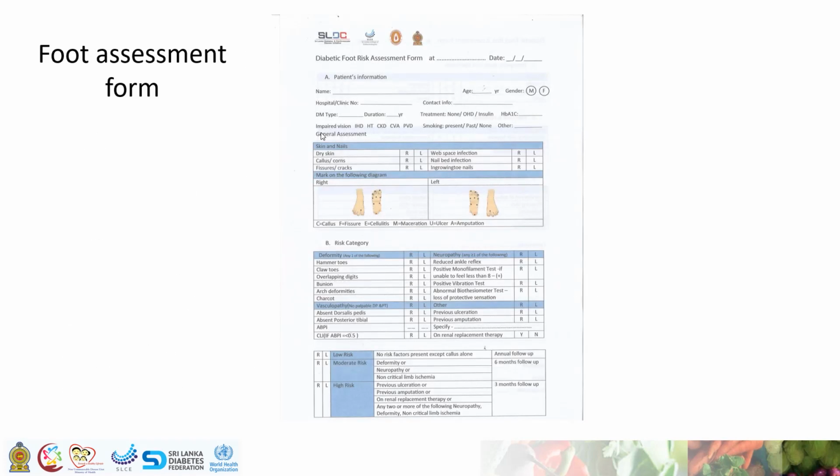This is the foot assessment form developed by SLDCI to help the process of risk stratification.